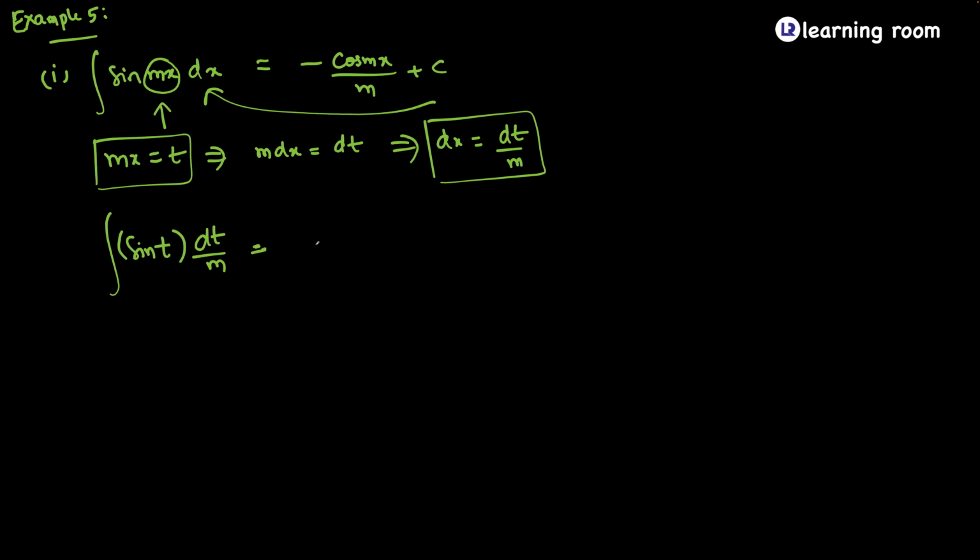So you will have 1 divided by m into integral of sine t dt, where the answer is going to be minus cos t divided by m plus c, or this is also equal to minus cos of, in the place of t, we need to substitute that mx back. So minus cos mx divided by m plus c.